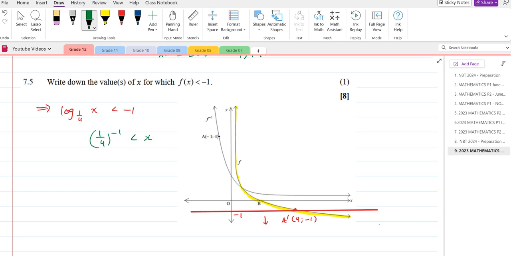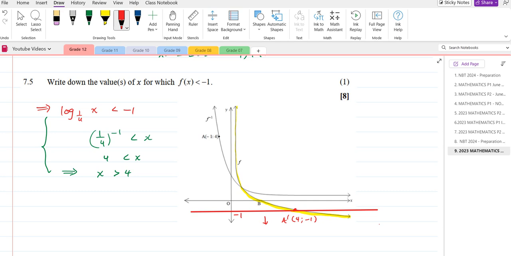That's 4. So this is quarter to the power negative, that's 4. So this implies x is greater than 4. You see, this is facing that. And that is your answer using graph. So this is solving it using the log equation inequality.